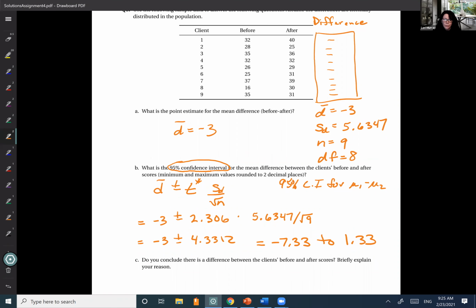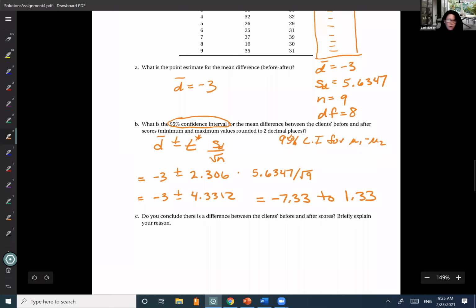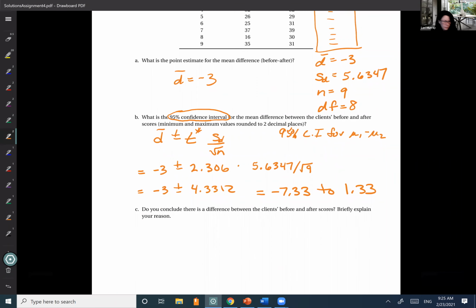And -3. So we have 0 in that confidence interval, right? We cross 0. Think of a number line. So we have a number line from -7.33, and maybe zero is around here, and then to +1.33, we cross 0. And when we cross 0, then we would conclude that there is no difference between the clients' before and after scores. In other words, 0 difference is likely because it's in the range. You can clearly see that 0 is likely because 0 is within the confidence interval range.